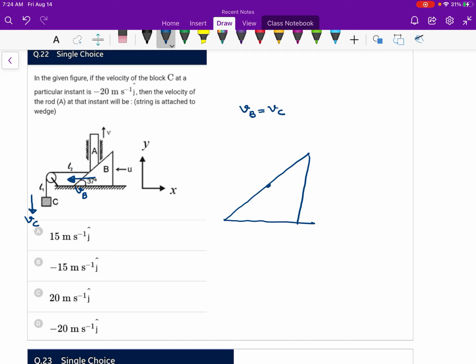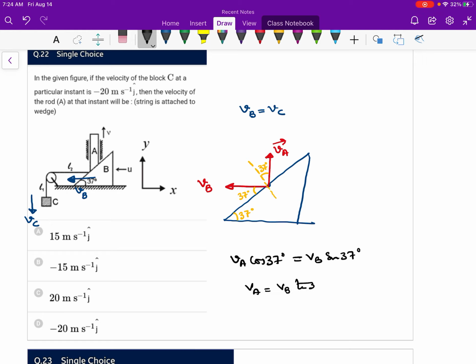See, this is moving down, so B will move towards left, so A will move upwards. So velocity of A is upwards and velocity of B is in this direction, and both A and B will have same velocity along the common normal. Okay, so this is 37 degree, this is 37 degree, and this is 37 degree. So VA cos 37 is equal to VB sin 37. So VA is VB tan 37.